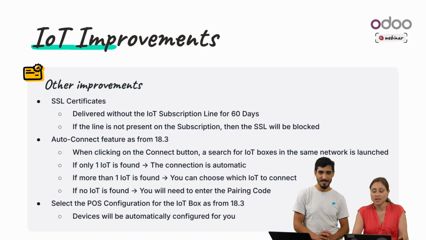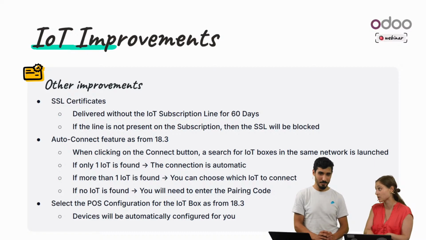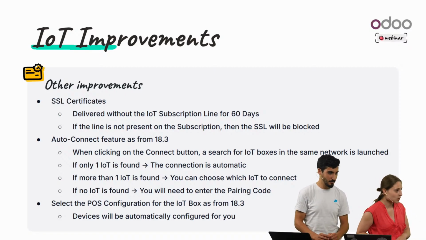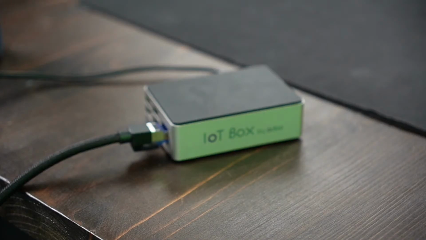And we also introduce, as from 18.3, the fact that you can directly link a POS configuration to the IoT as well, which is also pretty nice. So I think we can just move to connecting the IoT. Just show it. So maybe you can show now the IoT.